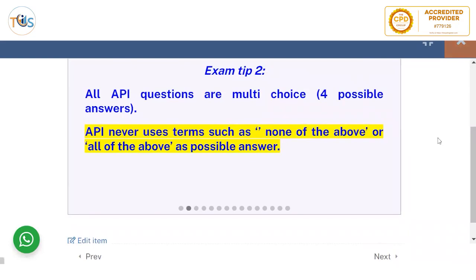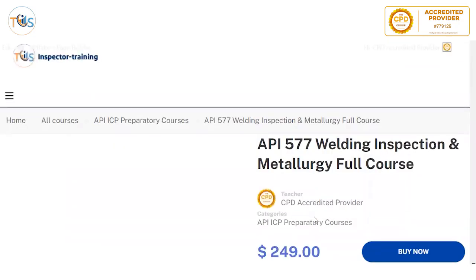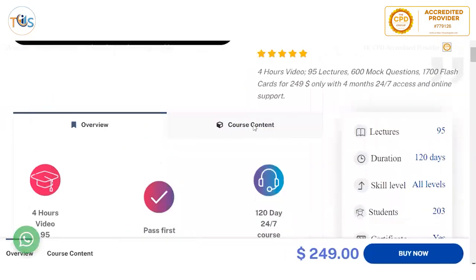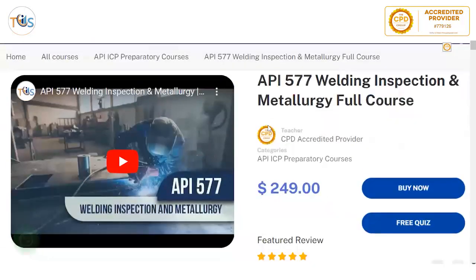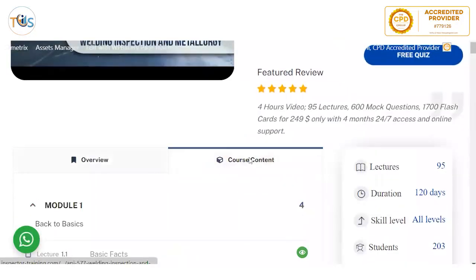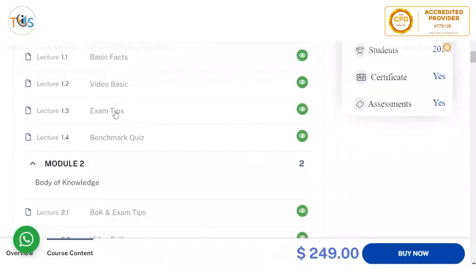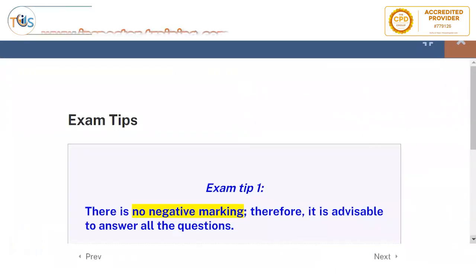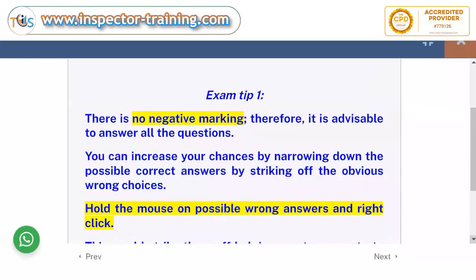API questions are multi-choice, with 4 possible answers. Hi, I'm going to go through some exam tips for the API 577 Welding Inspection and Metallurgy full course. You can try our free quiz here, and you can study our first and second module for free. The exam tips are in the first module, and there are some useful tips here that I'm quickly going through with you.